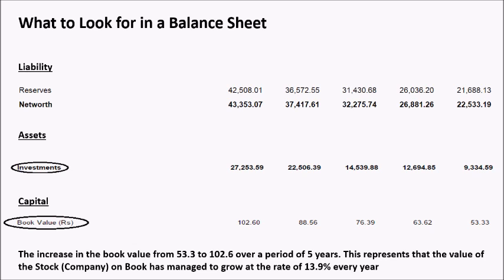As we can see here, over the period of 5 years, the book value has grown from 53 to 102. When we calculate the average yearly growth we get the growth of 13.990% per annum. This indicates that the value of the company is growing by 13.9% every year, or the value of each share is growing by 13.9% every year. Here we come to the end of this tutorial on analysis of balance sheet.